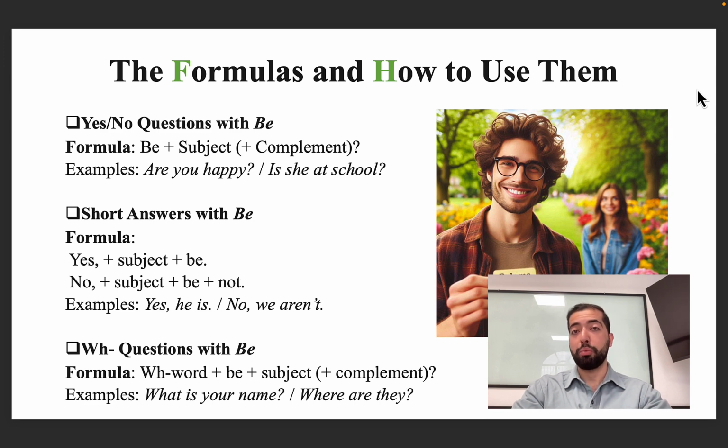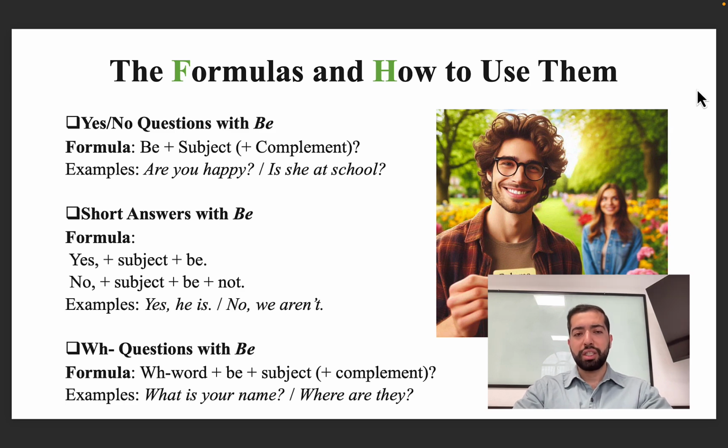Next one, when you want to give a short answer with to be, which was a quick and polite reply to a yes/no question, you can use yes plus subject plus to be related to the subject pronoun that you're using or the person is using. For the negative answers, you can use no plus subject plus to be plus not. If you remember previously, we talked about how we can make a to be sentence negative by adding a not after our to be. So here it's the same as well. Positive example, we have yes, he is. In the negative one, we have no, we aren't.